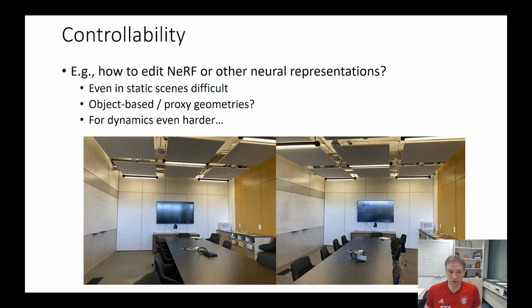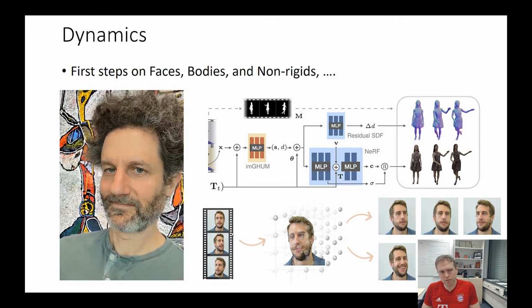But then when we're talking about dynamics, it becomes even harder. If you're thinking about face reconstructions, how do you say, oh, you want to make the mouth change in a certain way? This level of controllability is pretty much non-existent. So at this point, we're actually pretty happy if you can do reconstructions with dynamics. But even there, I think we're not quite there yet either.